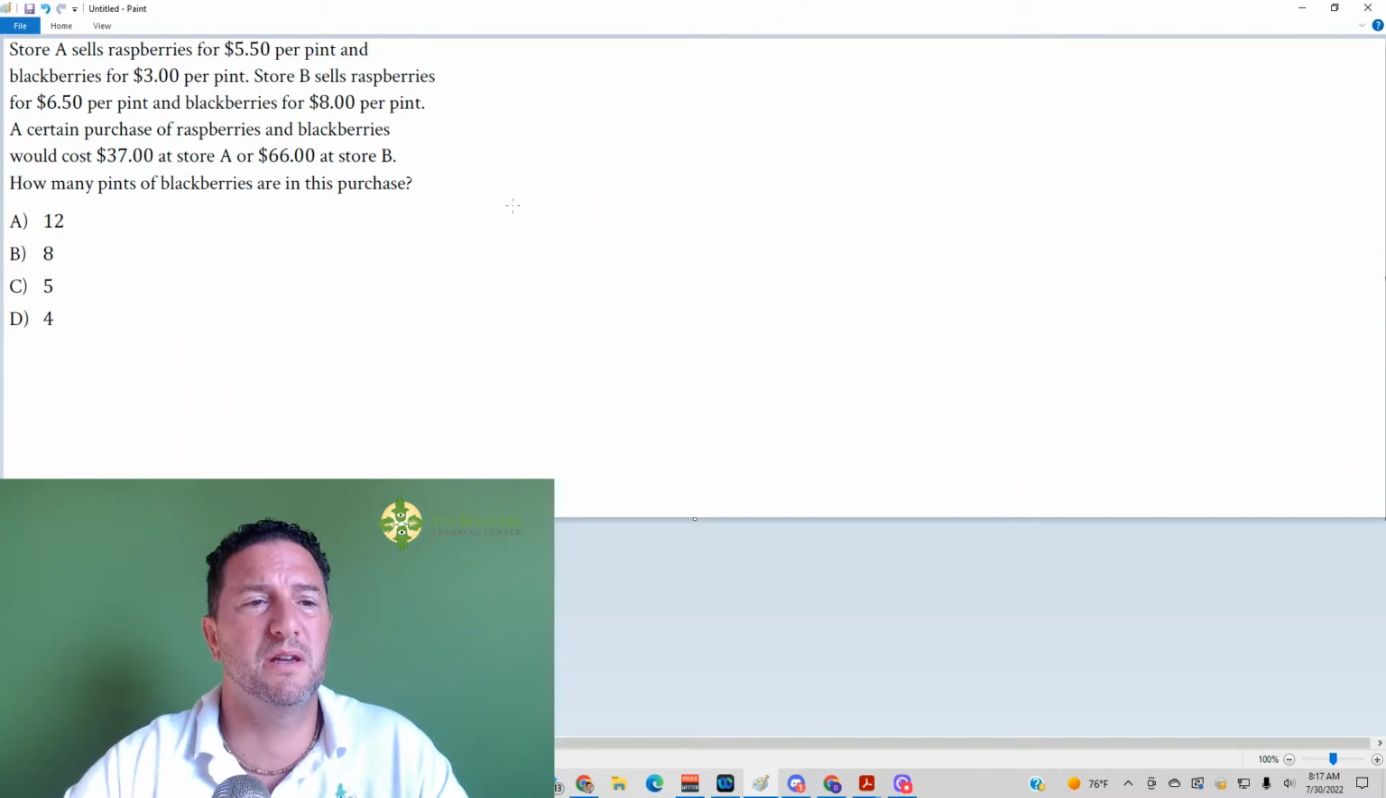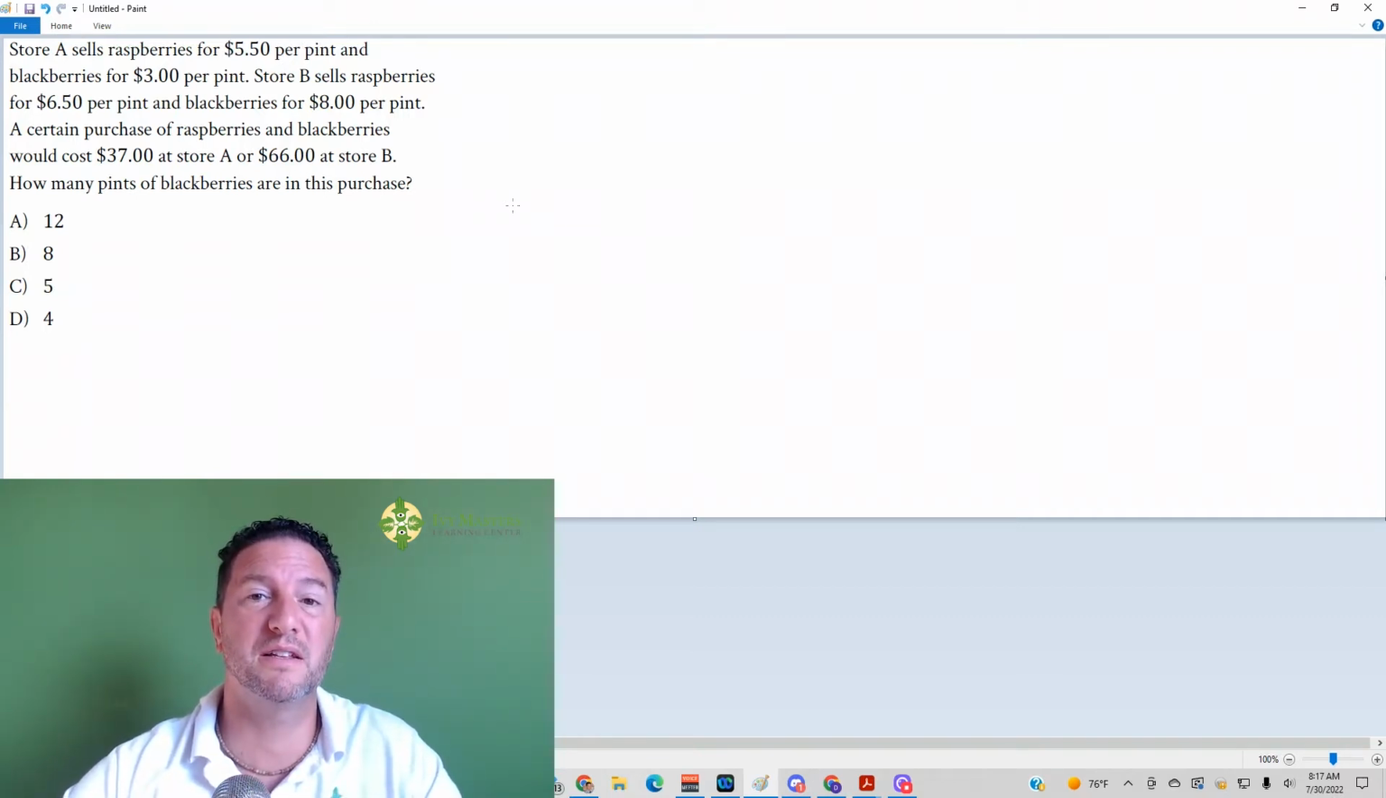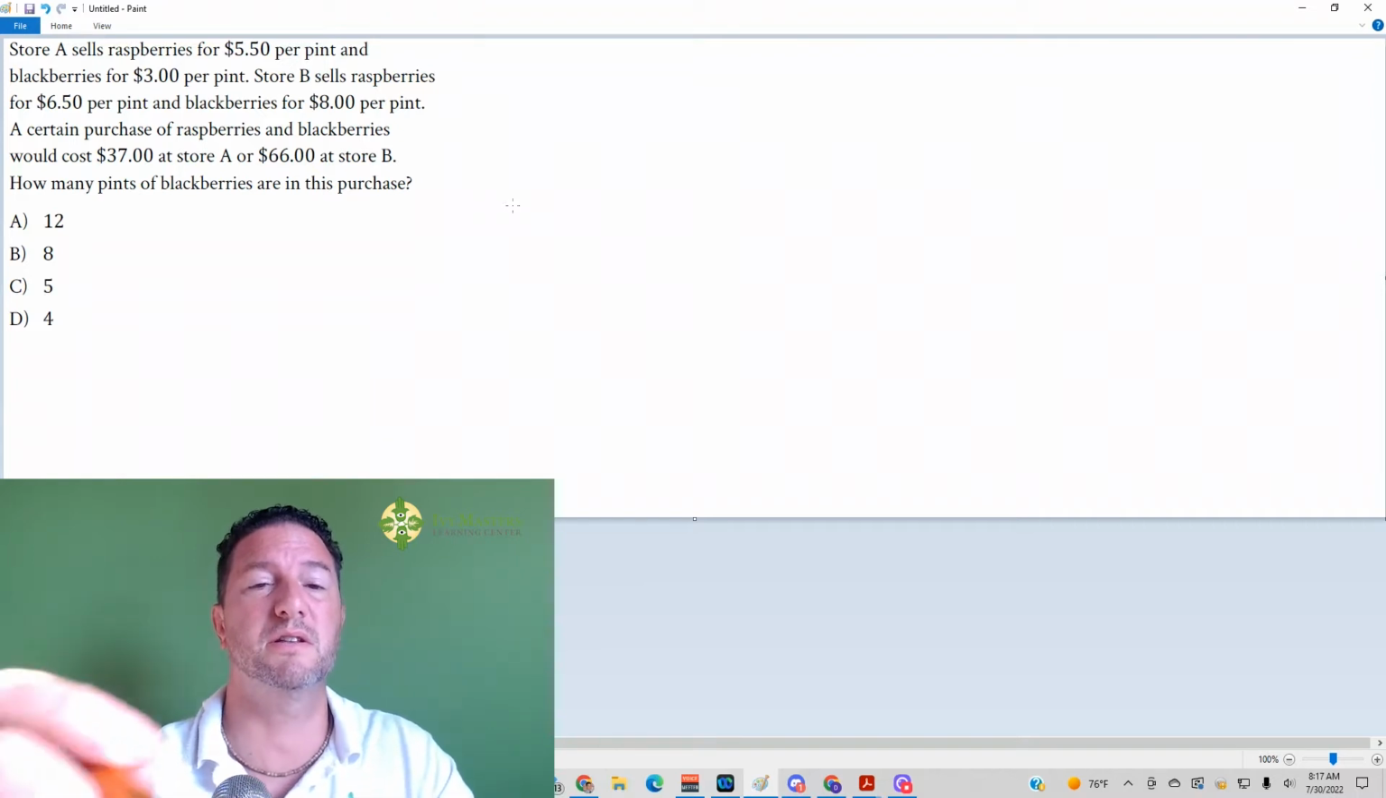Well, first thing is it says $5.50 per pint, that's raspberries. $3 per pint, that's blackberries. Anytime you've got two values with per there and then you've got the total, and you've got that for two separate sets of things, then that's going to be a system of linear equations. So let's set this up.